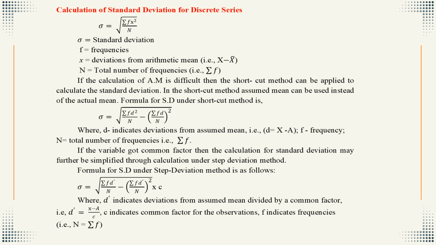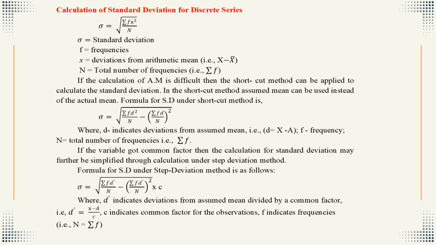Then calculation of standard deviation for discrete series. Small sigma equal to square root of sigma f x square by n, where f is frequencies, x equal to deviation from arithmetic mean, that is x minus x bar. N is the total number of frequencies, otherwise sigma f. If the calculation of arithmetic mean is difficult, then the shortcut method can be applied to calculate the standard deviation.